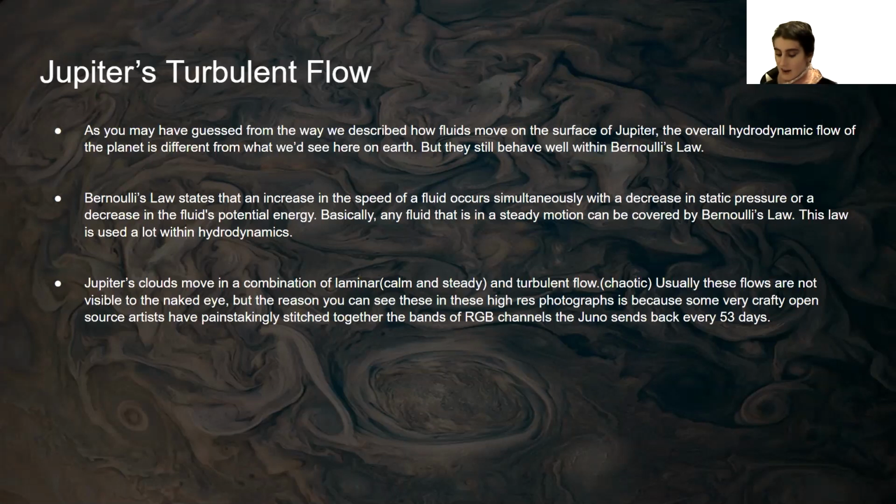So with that in mind, what type of flow does Jupiter have, or how can this flow pattern be seen on other planets? Jupiter's clouds move in a combination of laminar, or steady, and turbulent, or chaotic, flow. These flows are not visible to the naked eye, but the reason you can see these in these high-res photographs is because some very crafty open-source artists have painstakingly stitched together the bands of RGB channels the Juno spacecraft sends back every 53 days, which is why they're so high-res. They're just tons and tons of channels.